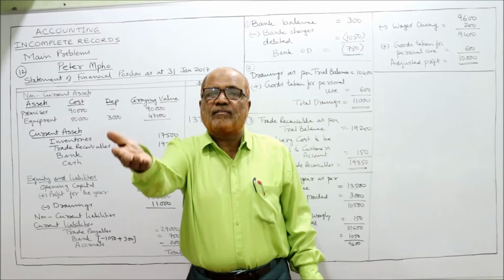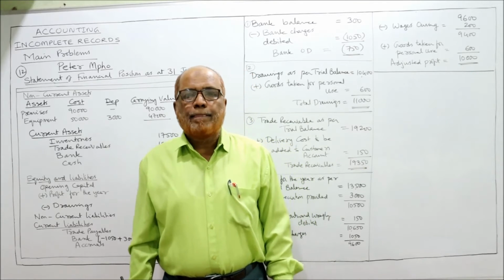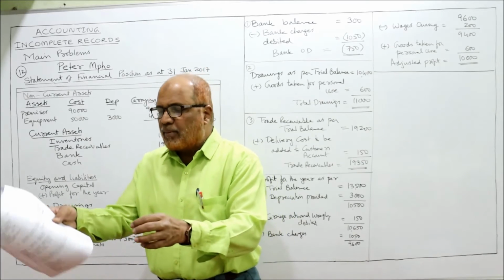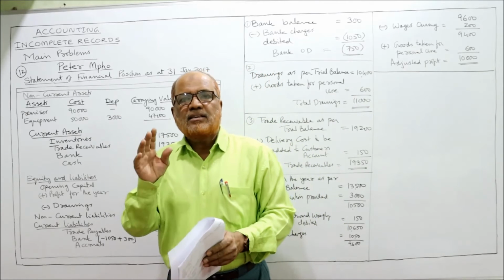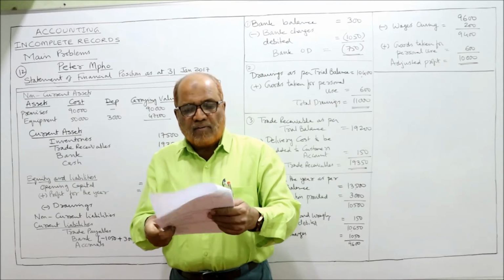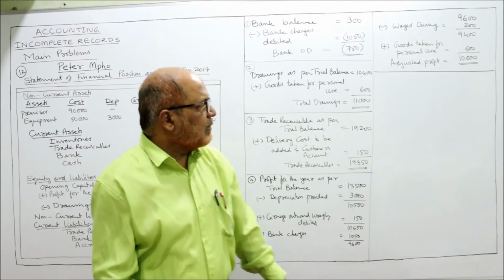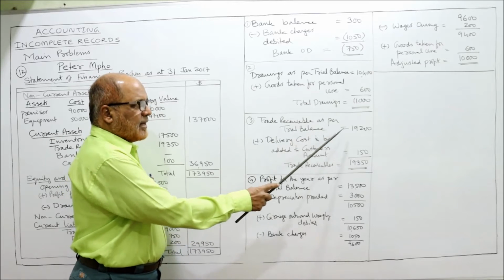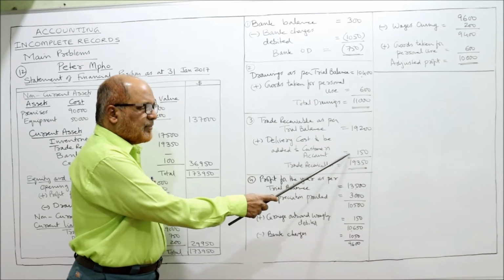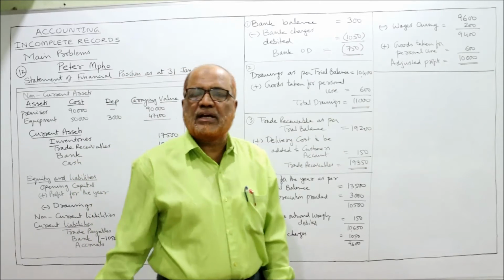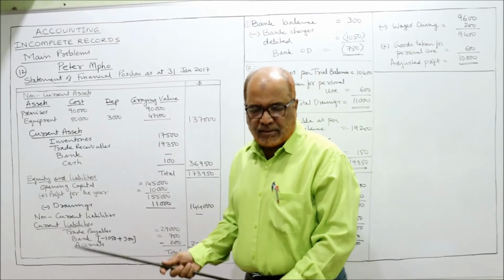So we have to add that $150 in customer's account. Customer account means trade receivable. In trade receivable we add how much? The trade receivable given in the trial balance is 19,200. 19,200 is the trade receivable value. Here $150 also agreed to be paid by the customer. So this $150 will be added. Trade receivable as per trial balance 19,200, add delivery cost to be added to customer account 150. So total 19,350 is the trade receivable. So here you can see trade receivable 19,350.